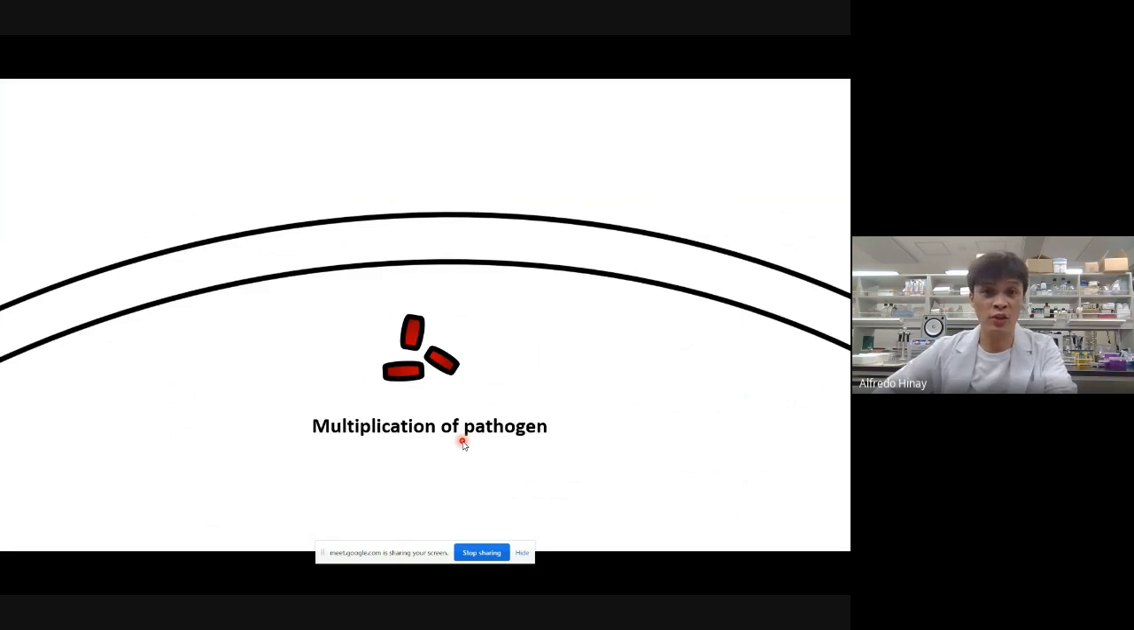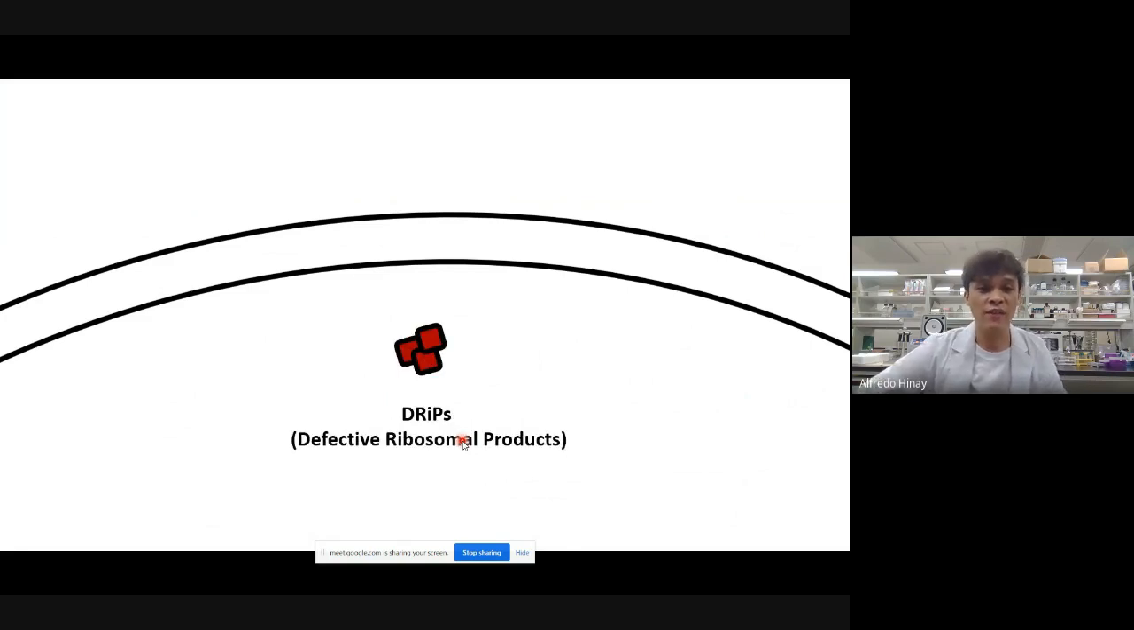Kasi during the multiplication of your pathogen class, okay, so they will try to allow, sige, replicate ka lang dyan, sabi ng antigen-presenting cell. Pero during the multiplication of pathogens, they also produce DRIPS class or defective ribosomal products. During the replication, meron talagang mga parts na metabolites ng mga organisms. So we call that one DRIPS or defective ribosomal product. And these defective ribosomal products class are very crucial in the production and synthesis of your class 1.